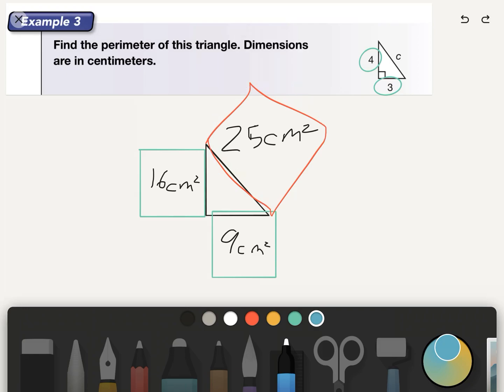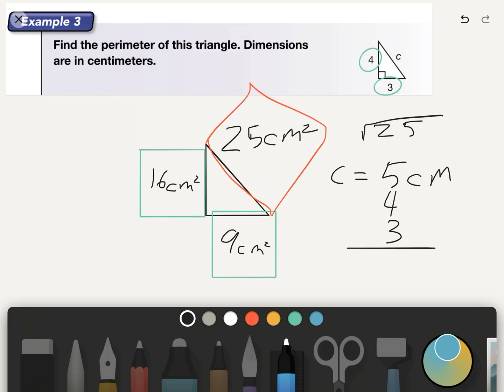So now that we know that, we can get the square root of 25 to figure out the length of C. So now we know C equals 5 centimeters. And well, now we can just add them all together: 5 plus 4 plus 3 equals 12, the perimeter equals 12 centimeters.